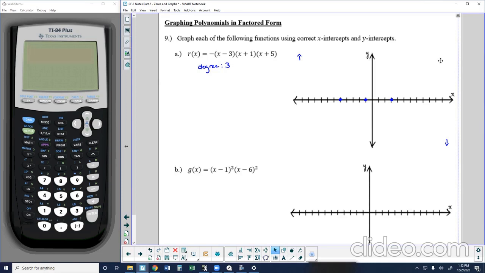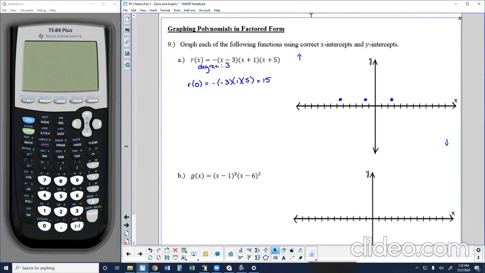Now notice that each of these has a multiplicity of 1, so my graph is going to pass through each of those values. The last thing that I need to find is my y-intercept. I can find that by substituting in 0 for x. So this would be a -3 times 1 times 5. So 3 times 5 would be 15. Negative times negative would be positive, so I'd have a +15.